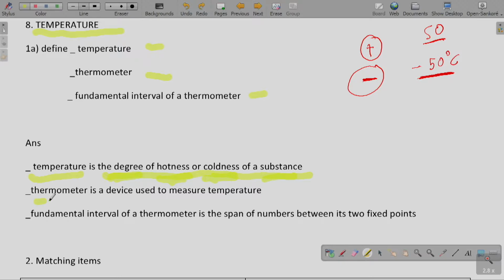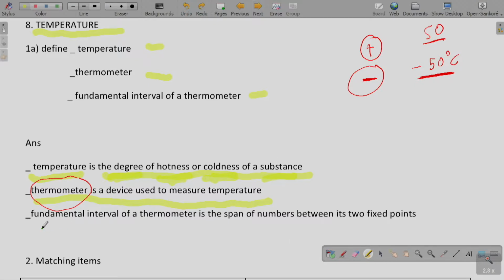A thermometer is a device used to measure temperature. So how can you measure the degree of hotness or coldness of a substance? By using a device that is known as a thermometer. So a thermometer is a device that is used to measure temperature.